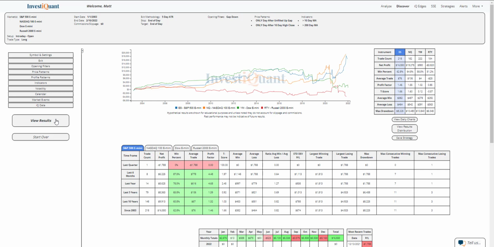If we look at the win rates on them, S&P fairly strong following that type of pattern. So 63% of those close above the opening print. For the NASDAQ, it is 65%. For the Dow, 59%. For the Russell, 51%.